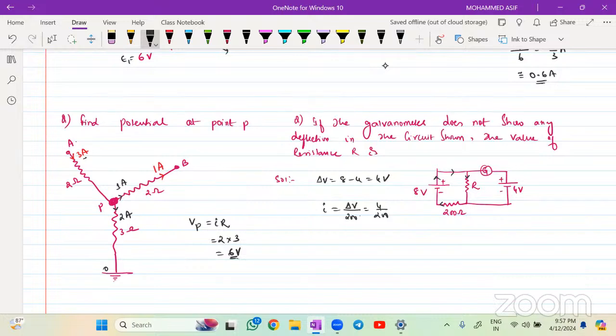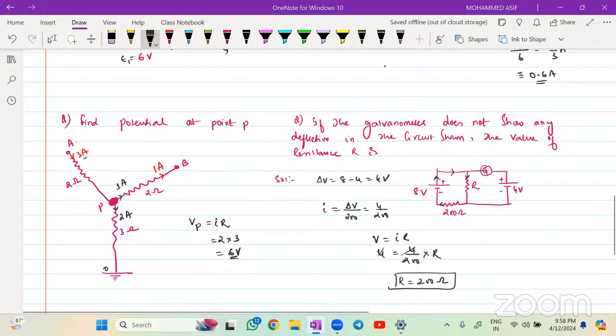So if I need to calculate the potential of this one, V is equal to I into R effective. So V is how much for me? Your 4. The current I got is 4 divided by 200, into your capital R. So this 4 will get cancelled. So obviously R will be equal to 200 ohms. Very good, Shilpa. Ashmita also, very good, 200. Good, beta.